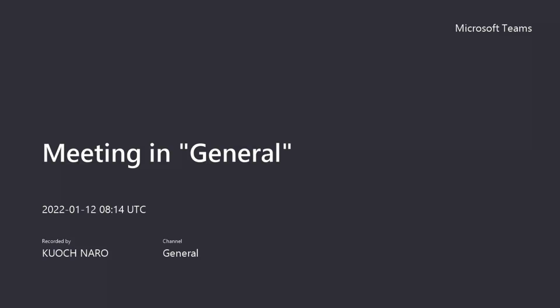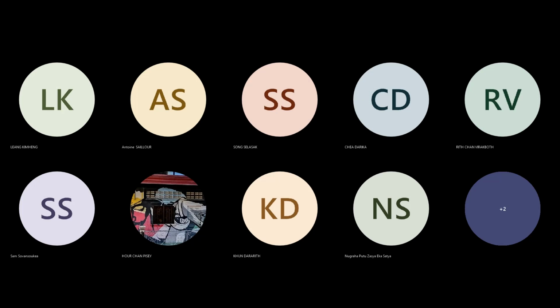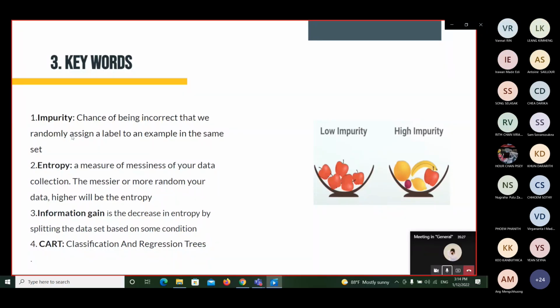I'm going to explain some keywords or terminology of the decision tree. So what is impurity? Impurity is the chance of being incorrect if we randomly assign a label to an example in the same set. As you can see, low impurity means that there is only one type of data, and high impurity means that there are many mixed types of data in a sample set.